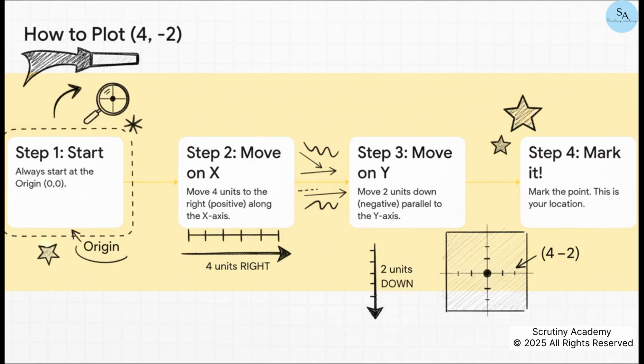Rule number one, and you can't forget this: you always start at the origin, right there at (0, 0). Our first number, the abscissa, is a +4, so we move 4 units to the right along the x-axis. 1, 2, 3, 4. Okay, now from that spot, don't go back to the origin. From right there, we look at our second number, the ordinate. It's -2. Negative means we go down, so we move 2 units straight down. And boom, you mark your dot. That's your point, (4, -2).